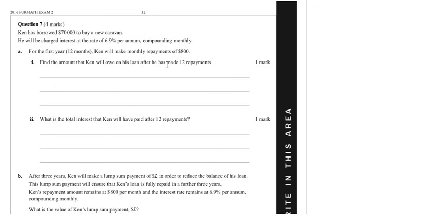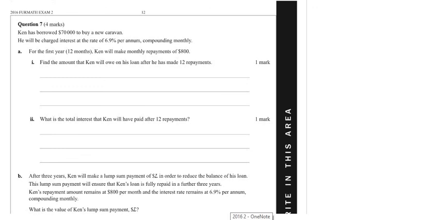So for question 7, we're going to use the financial solver of your calculator. Let's look at question part A. Ken has borrowed $70,000 to buy a new caravan, and he's been charged an interest rate of 6.9% per annum, compounded monthly. For the first 12 months, Ken made monthly payments of $800. Now find the amount that Ken owed on his loan after he made 12 repayments.